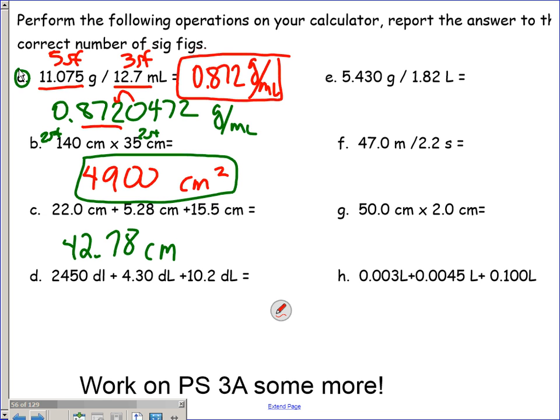How many decimals are here? 1. How many here? 2. How many here? 1. What rule? 1 decimal is what we should record, so one digit after the decimal. Here's my decimal, here's my 7. The 8 affects the 7, making it round up to 42.8 centimeters.